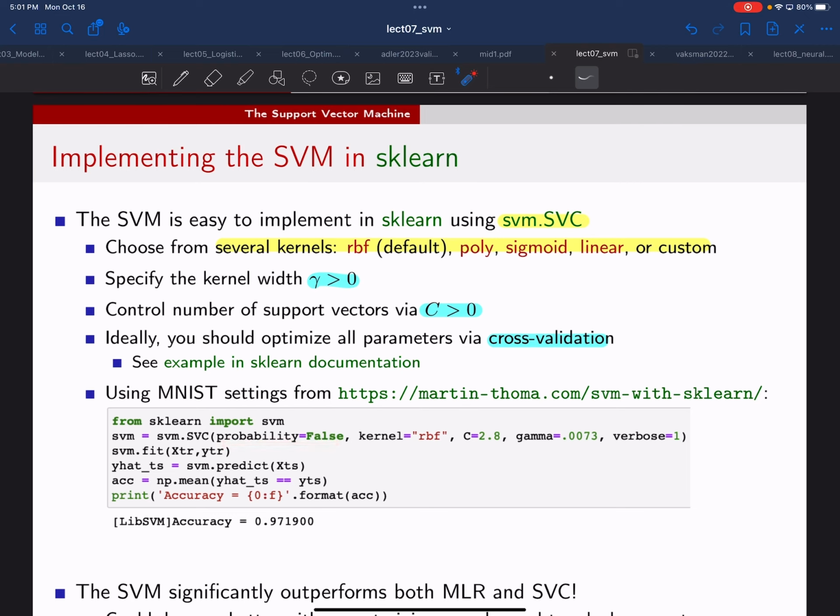You can tell it whether you want it to return some soft outputs or not. By default, it doesn't. It's a little bit faster if it doesn't have to compute some soft outputs. Tell it which kernel you want, the values of C and gamma. And that's essentially it. Then you do your dot fit, your dot predict, and so on.